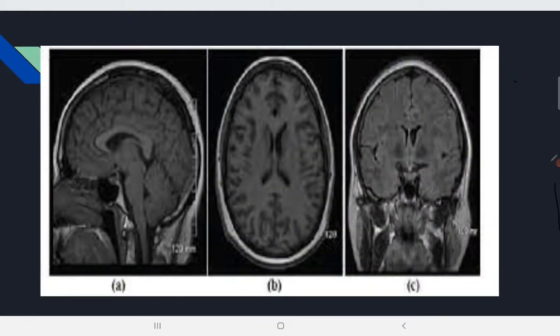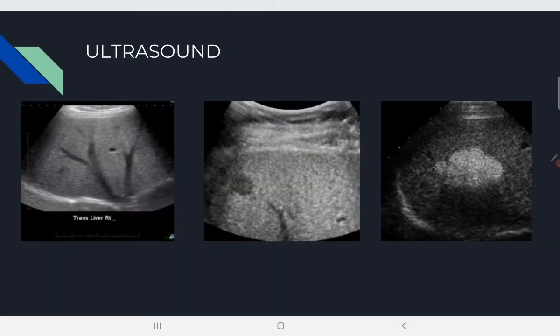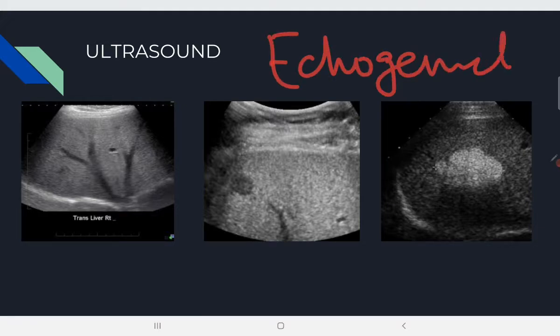So this is an image which will show you just an example. This is an image of an MRI brain at the level of the lateral ventricles. So this is the sagittal section, this is axial, and this shows you the coronal view of this image at the same level. So we'll discuss the terminology. First of all, let me discuss the terminology regarding ultrasound. The term we use in ultrasound is echogenicity.